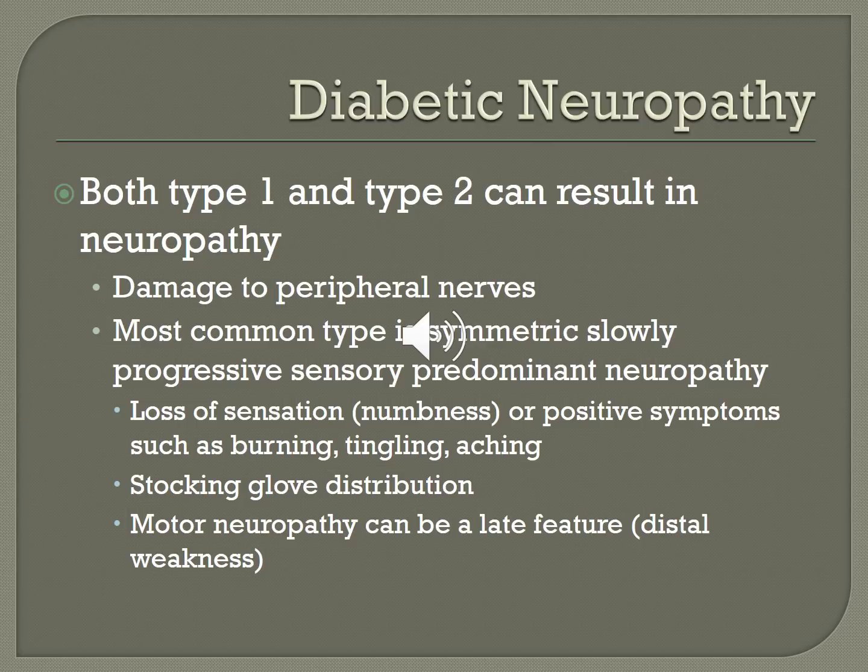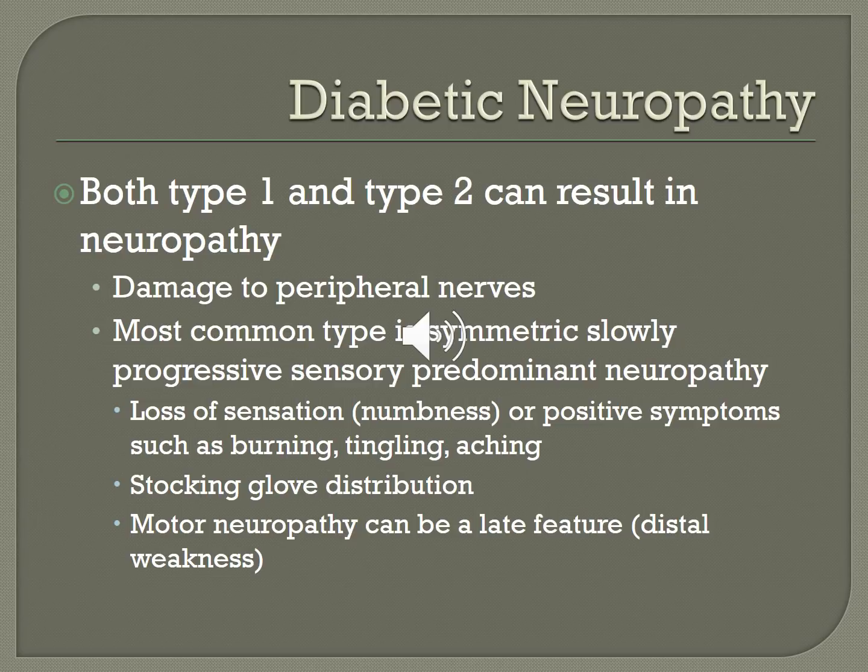So diabetic neuropathy is a very common symptom of long-standing diabetes. It can happen in both type 1 and type 2 diabetes, and this is just damage to peripheral nerves. There are many different types of nerve damage syndromes that can occur with diabetes, but the most common is this symmetric, slowly progressive, sensory predominant neuropathy. So patients will complain of either numbness, so either a loss of sensation, or they'll complain of positive symptoms like burning, tingling, and aching. But on examination, these patients will actually have decreased sensation in all modalities, not only one modality. So they'll have vibration and pain and temperature.